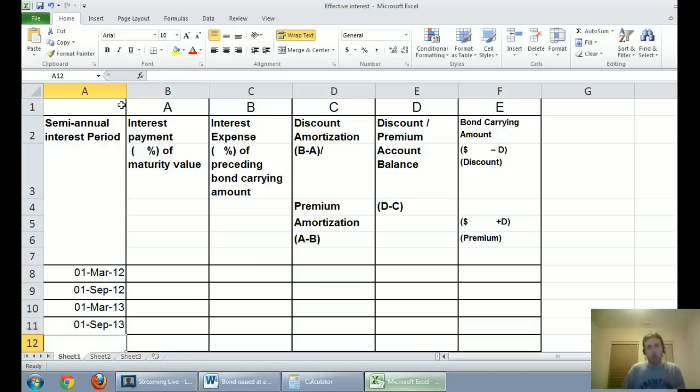And this could keep going, right? This is actually a 20-period bond. This should have 20 lines in it, but I'm just going to stop there because it would take all day to fill out. It wouldn't take any time in Excel, but it would take all day to fill out on your own.